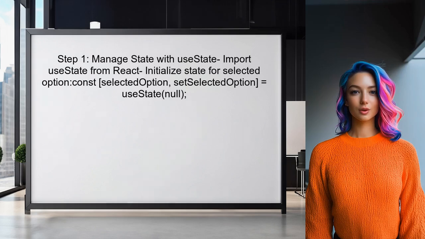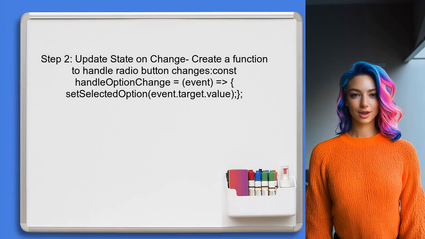To uncheck all radio buttons when a new one is selected, the user should first manage the state of the selected radio button using React's state management. This can be done by using the useState hook. Next, the user should update the state when a radio button is clicked. This will ensure that only the selected radio button is checked and all others are unchecked.